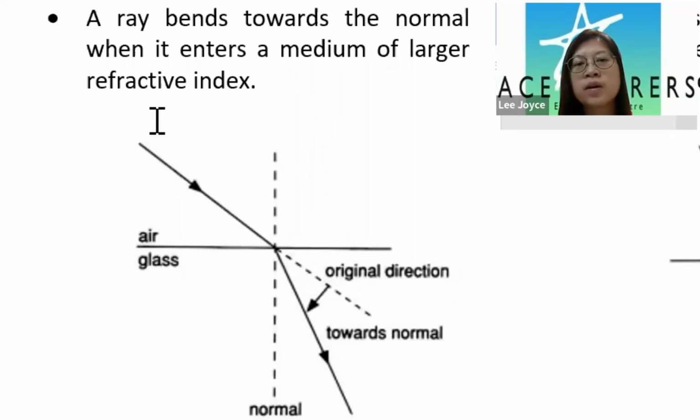So when it travels from an optically less dense medium, now we will use this word optically denser, optically less dense, basically because the density of these materials is measured based on optical density. So the air, which is in a gaseous state, is optically less dense than the glass, which is in a solid state. So when the light travels from the optically less dense medium into the optically denser medium, the speed of the light slows down, and hence the light ray bends towards the normal.